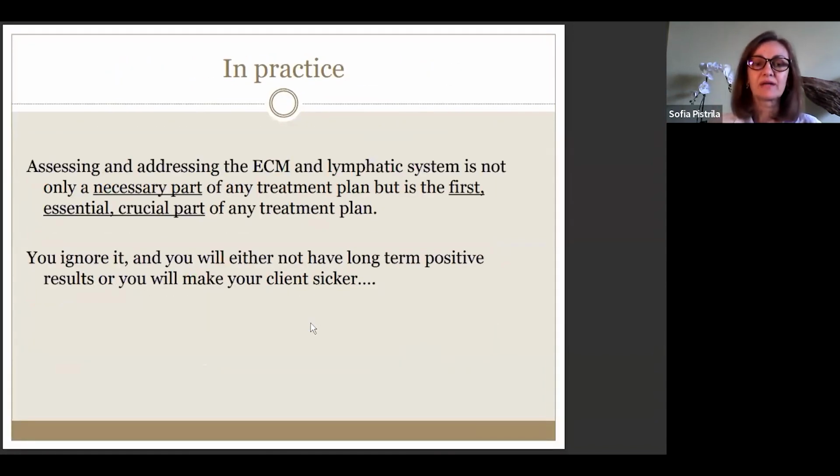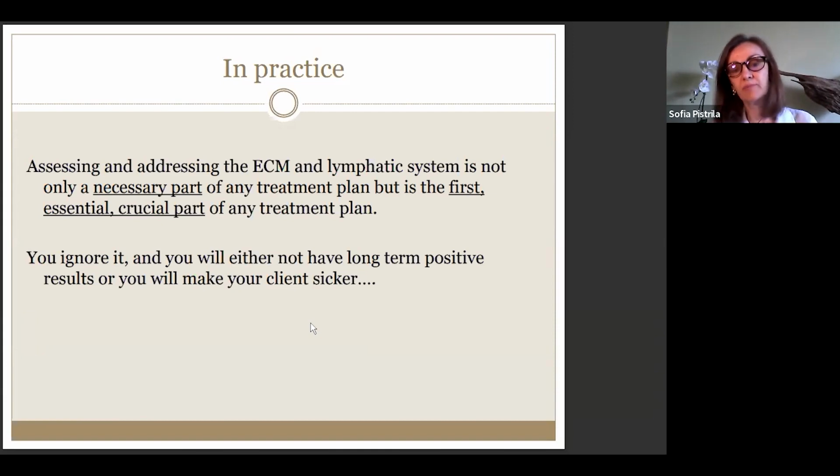In practice, assessing and addressing the extracellular matrix and lymphatic system is not only a necessary part of the treatment, but actually the first and essential, crucial, whatever other word you want to put there, thing for you to do in your practice. If you ignore it, you will either not have long-term positive results with your clients or with yourself, or you will make your client sicker. Some people are asking, how can you make your client sicker? You're just going to use natural modalities, natural supplements, and so on.